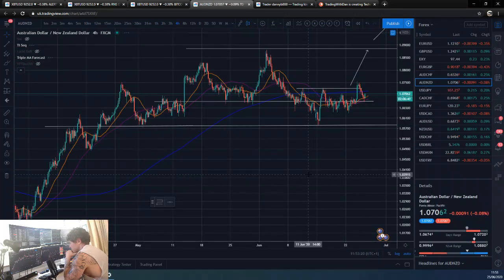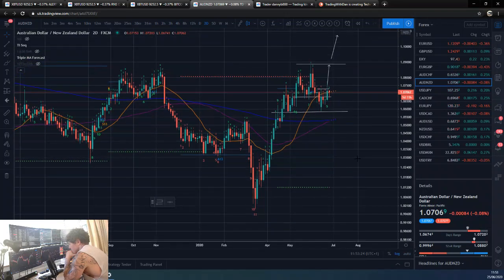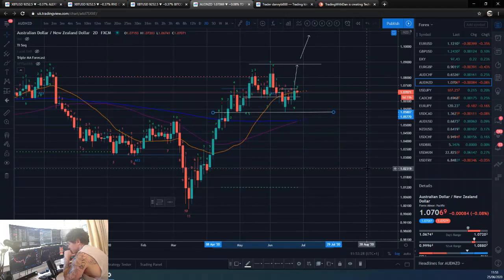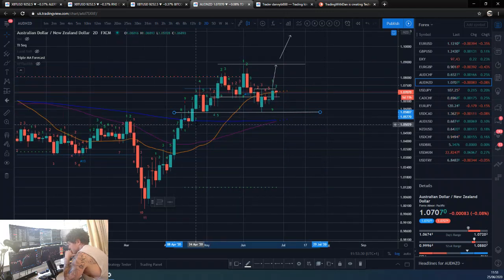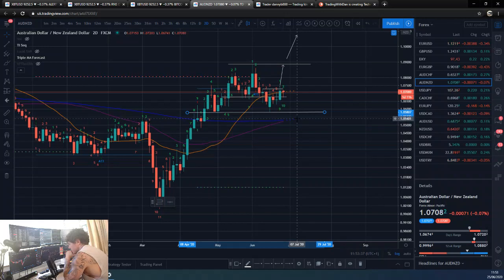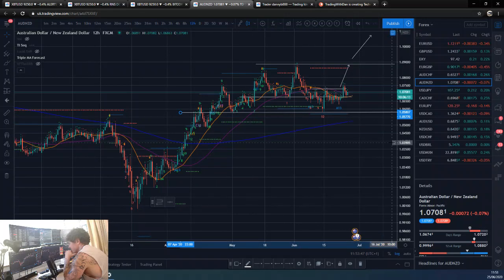Right, Aussie dollar, New Zealand dollar, daily first. Daily, straight up some of these wonky lines. Yeah, not much to see off the daily, just a tightening pattern. Not much to see here. Let's look at the 2-day. Did the 2-day even load? 12-hour, it just looked the same, didn't it?